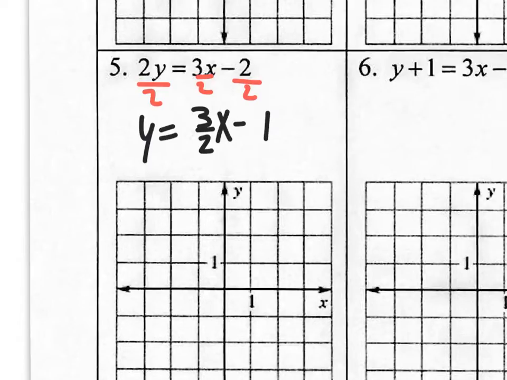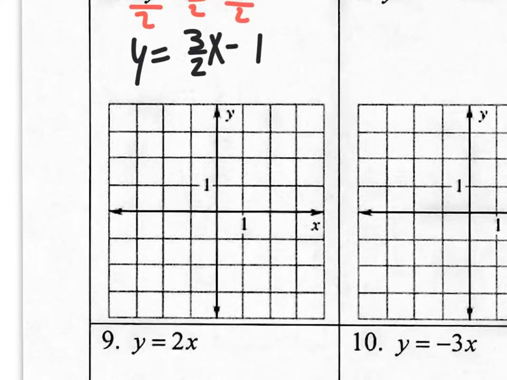Now you're able to graph. Where does it cross your y-axis? Negative 1, right there. What do you do from that point? Up 3, so you go 1, 2, 3. To the right 2, 1, 2, and you put a dot right there. Then you connect your dots, and you're done. That's it. Easy, right?